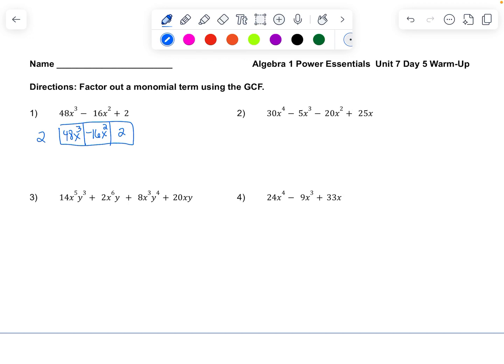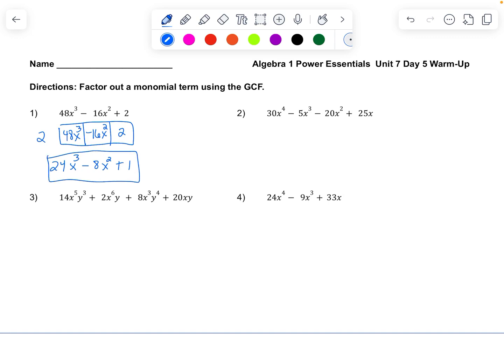So then remember, when we factor, we're dividing, okay? We take 48 divided by 2, which is 24. And then because we are not taking any x's out, the x's that were in the box are going to stay the same amount. Negative 16 divided by 2 is negative 8 x squared, and then 2 divided by 2 is positive 1.